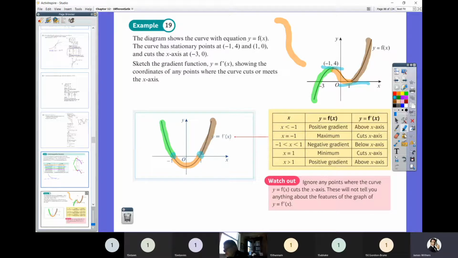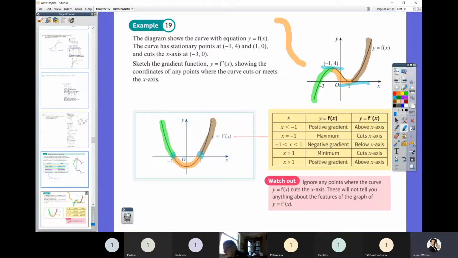The bit that I've shaded in green is obviously a positive gradient, so it is going to be above the x-axis, but it's increasing at a decreasing rate. The gradient, while positive, is getting a smaller and smaller number. It's becoming less steep, hence why that bit in green is going downwards. And then the bit in brown is obviously a positive gradient again, so above the x-axis, but this slope is increasing at an increasing rate, hence why it's going upwards.